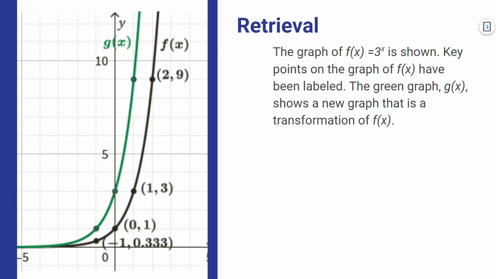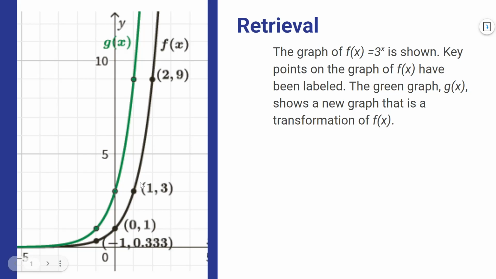In this particular retrieval, we are starting with a graph of y equals 3 to the x, or f of x equals 3 to the x. That's going to be this black curve that you see on the graph here. The green graph is the graph of g of x. It's a transformation of f of x.